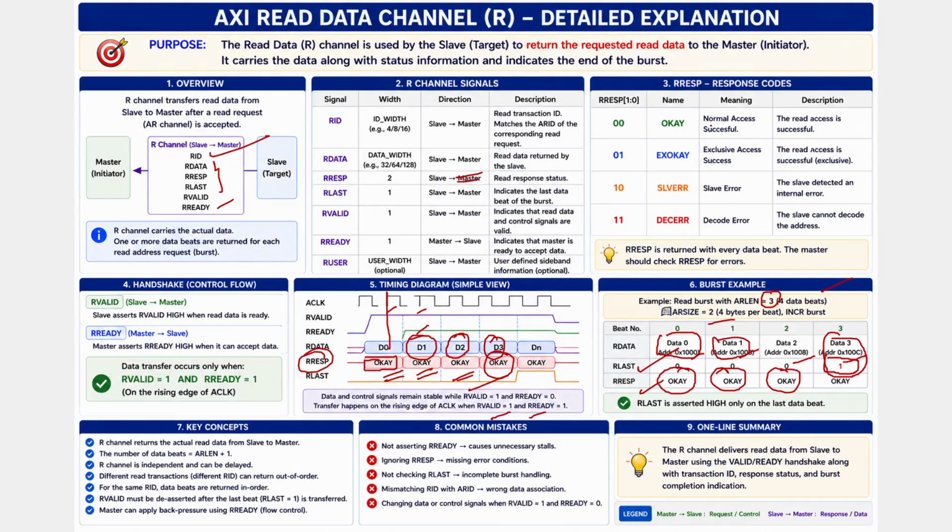And then I told you about the OK response, exclusive OK, slave error, and decode error. Decode error means the address is not matching with your particular slave. That means your slave cannot have that address. Then mismatch is happening, and only then we will get the decode error. Slave error means the slave is not responding, not initiating any transaction. So that means a mismatch is happening or the slave is not responding. Then we will get the slave error.